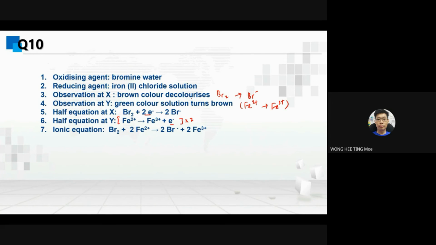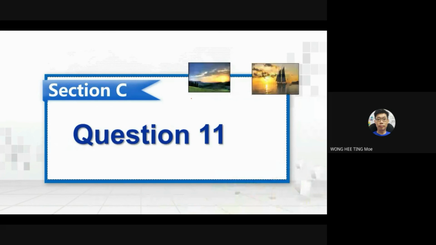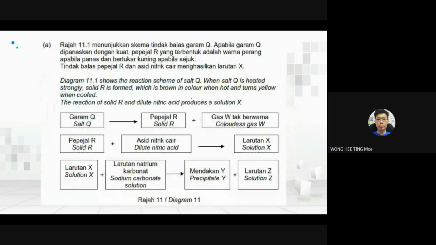Okay, ready? Now, last question, the section C. Okay, question 11. Okay, let's see. This is the short questions. Okay, very interesting one. Diagram shows a reaction for salt Q. When salt Q is heated strongly, solid R is formed, which is brown in color when hot, yellow when cooled down.